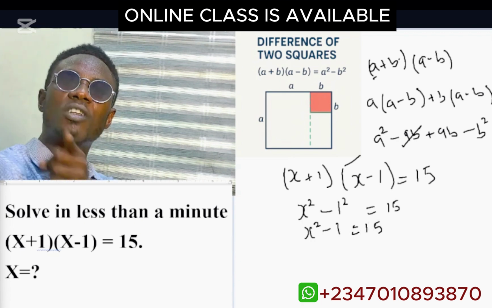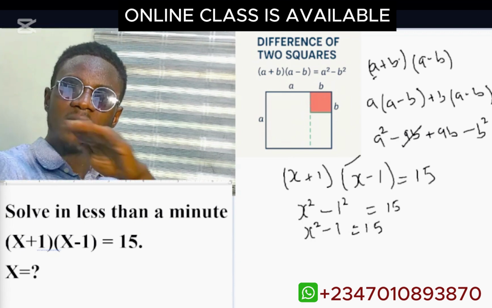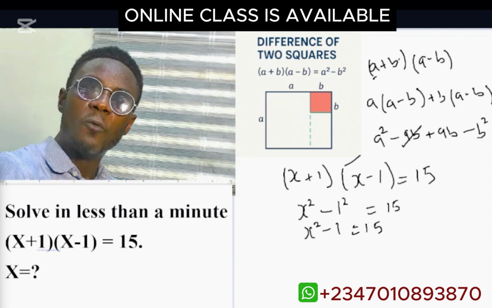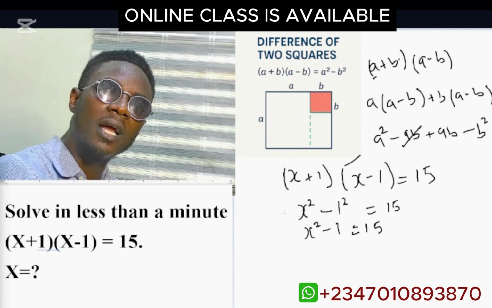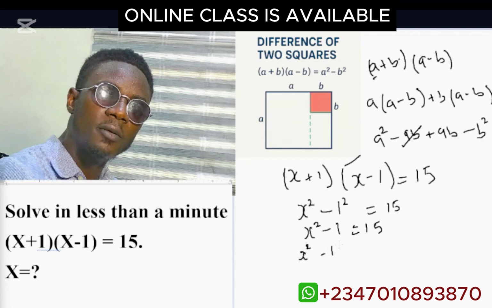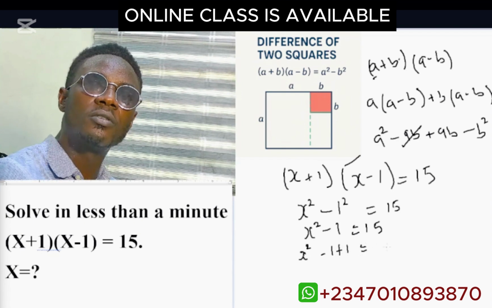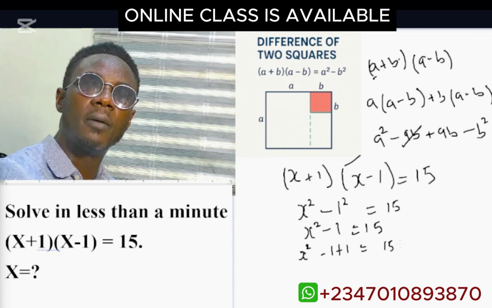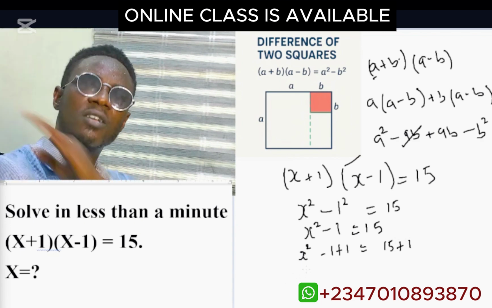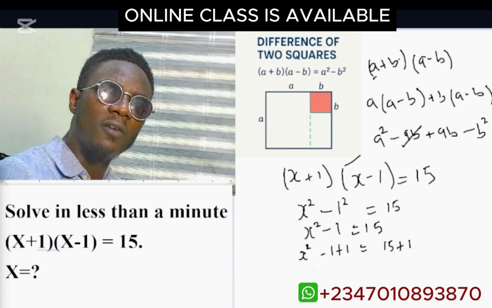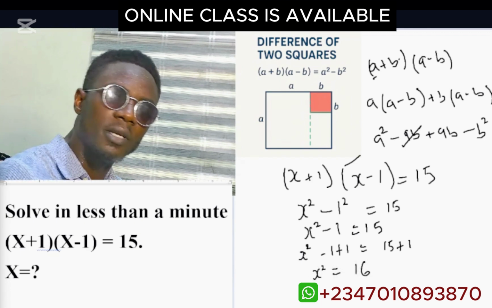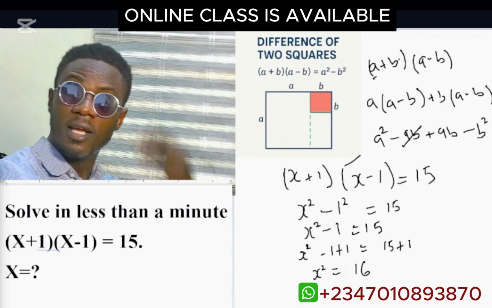And then what do we do? For us to balance the equation and have x² stand alone on the left-hand side, we add 1 to both sides, so we have x² - 1 + 1 = 15 + 1. Minus 1 cancels out plus 1, so we are left with x² = 16, because 15 plus 1 is 16.